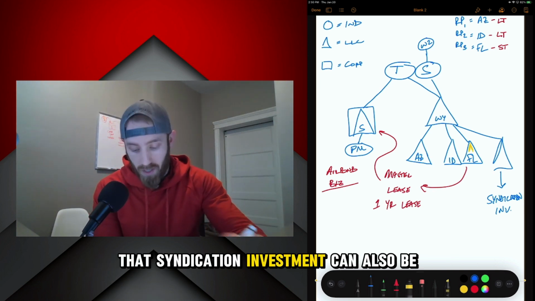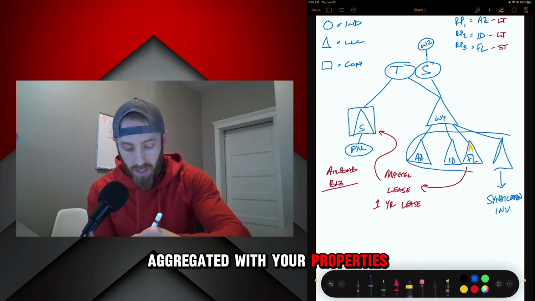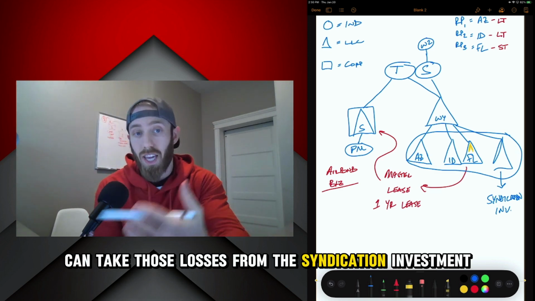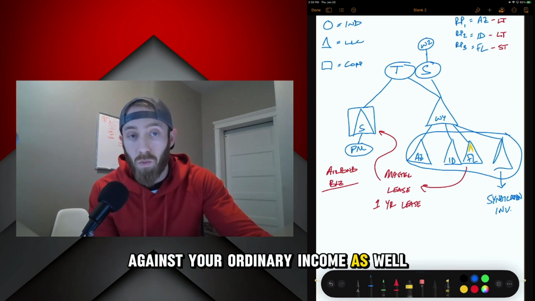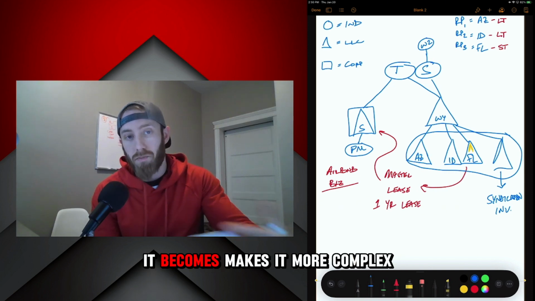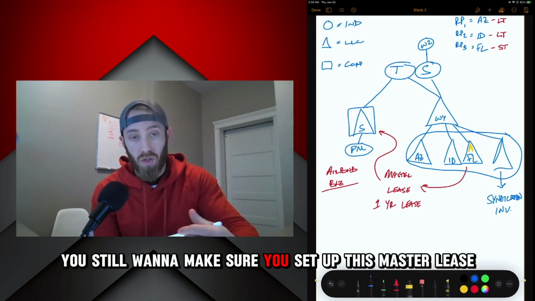That syndication investment can also be aggregated with your properties to make it so that you can take those losses from the syndication investment against your ordinary income as well. But if you have an Airbnb in the mix, it makes it more complex. So you still want to make sure you set up this master lease.